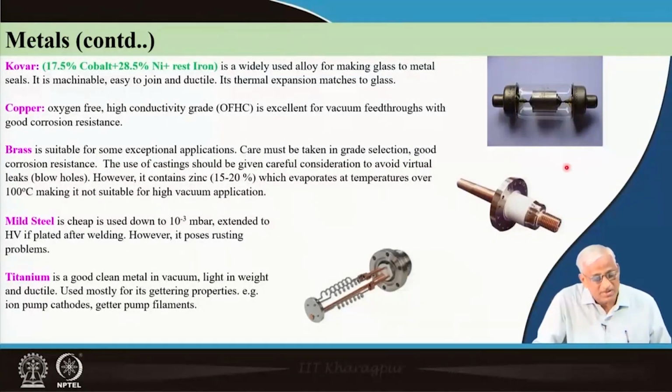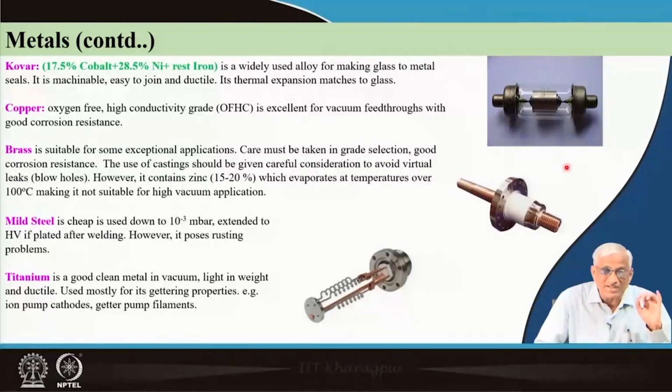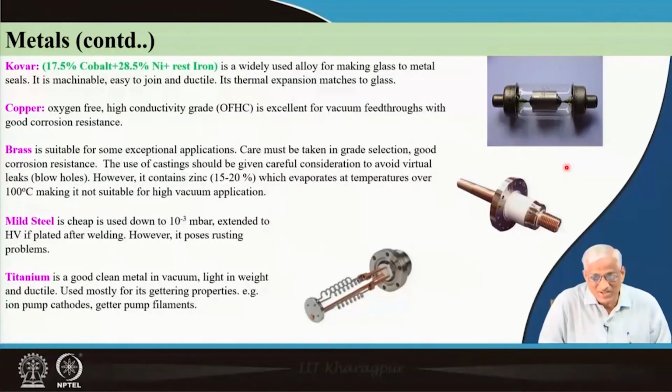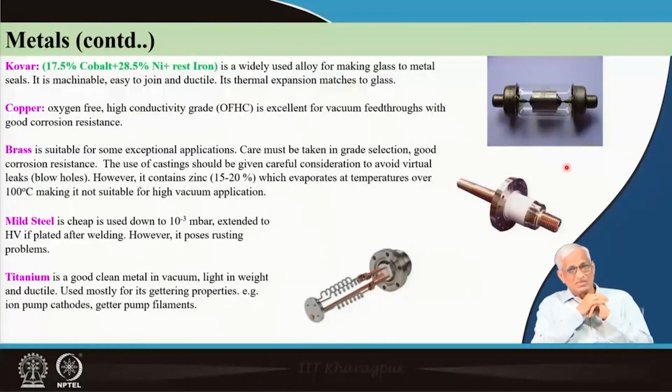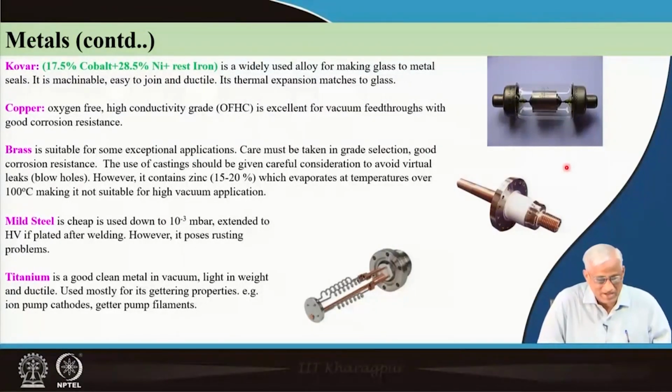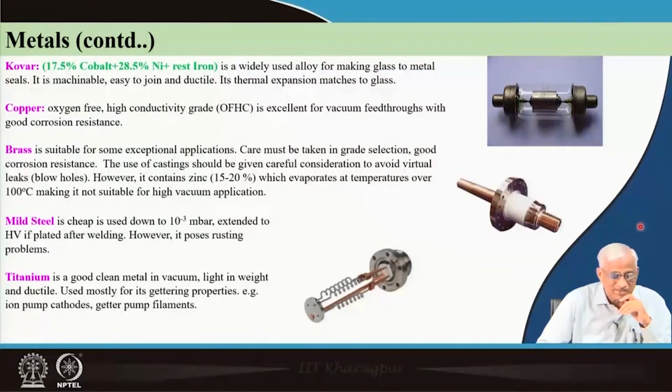Brass is good, but it contains some blowholes first of all, and brass contains zinc. Unfortunately, below 10 power minus 3 torr, zinc evaporates, zinc sublimes, I would say. So this is a nuisance. If you want to use brass below 10 power minus 3 millibar, it is not allowed. Instead of acting like a chamber, it will start acting like a degassing source, which is bad, particularly if you are crossing 100 degrees centigrade.